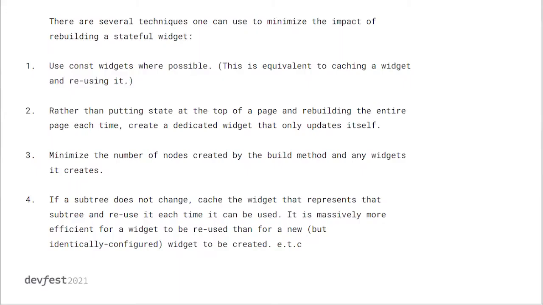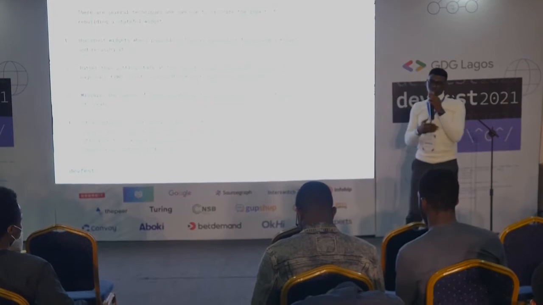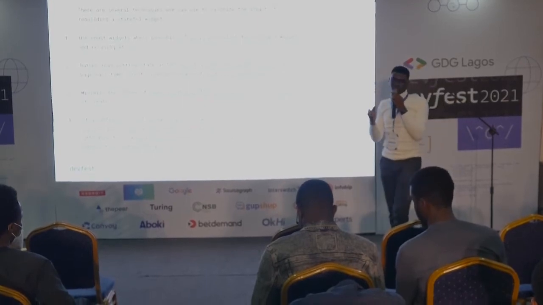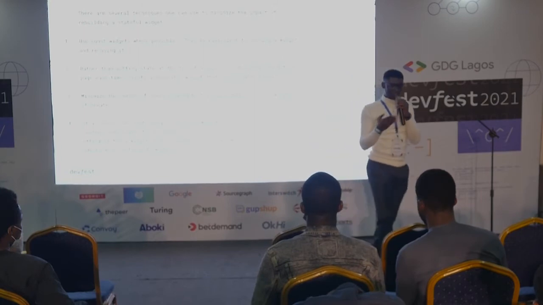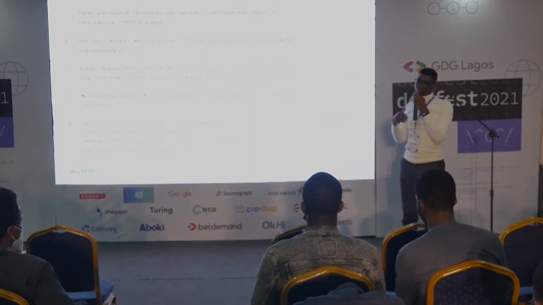So the fourth one and the final one is, if a subtree does not change, cache the widget that represents that subtree and reuse it each time it can be used. So this is telling us that if you have a particular widget that does the same thing, basically just reuse it. It's safer and less expensive to reuse that widget a second time to show that particular piece of data.